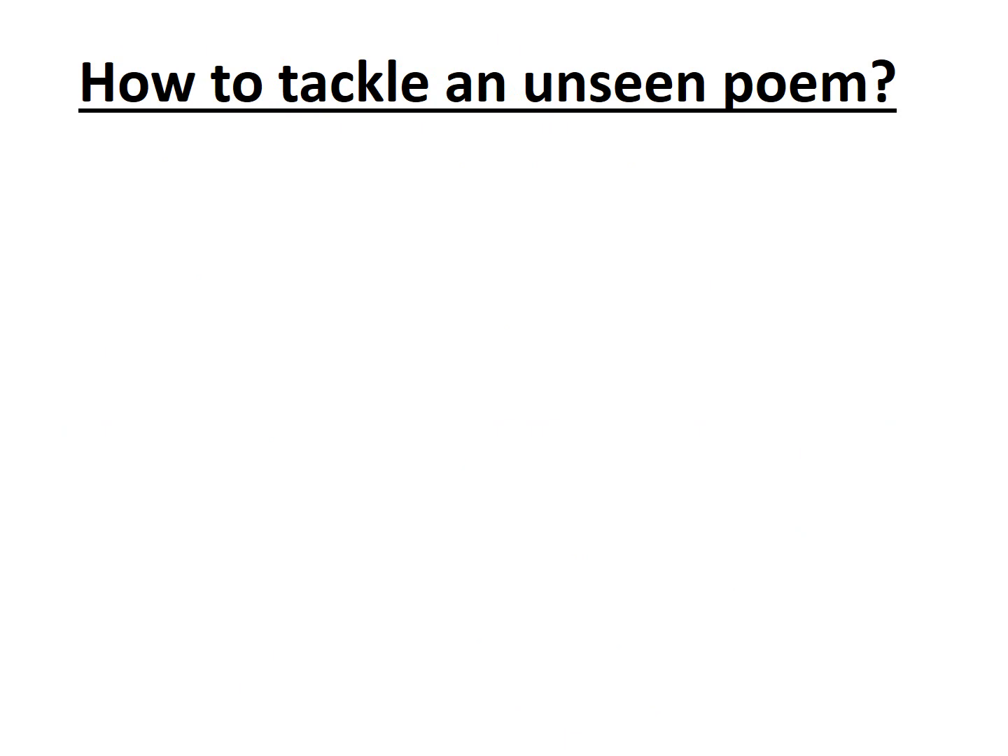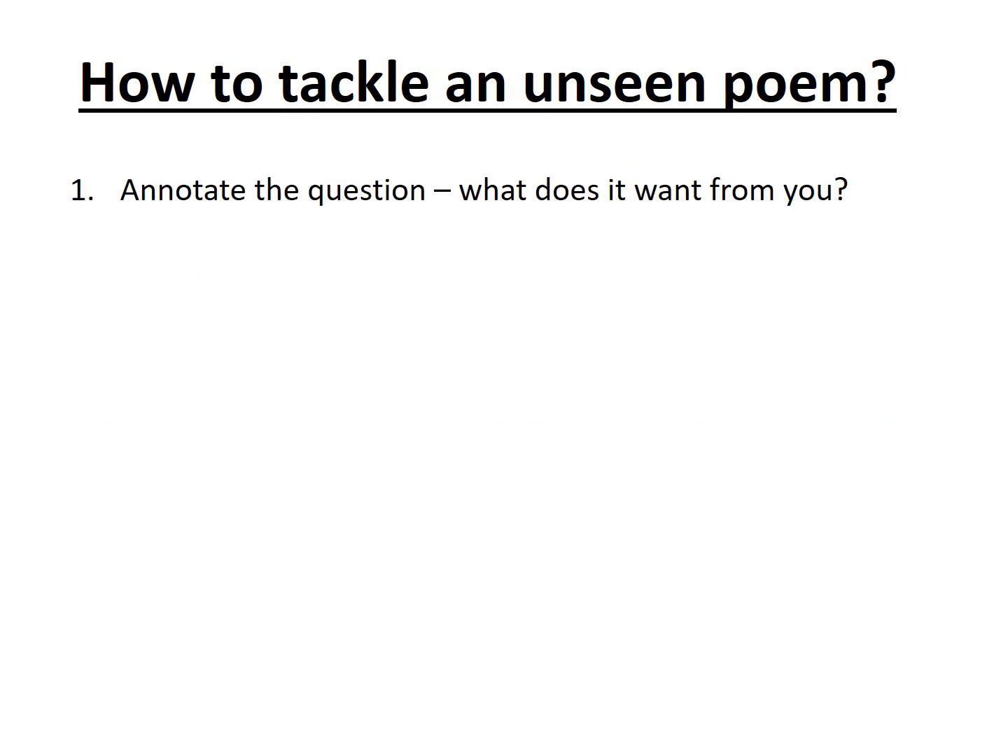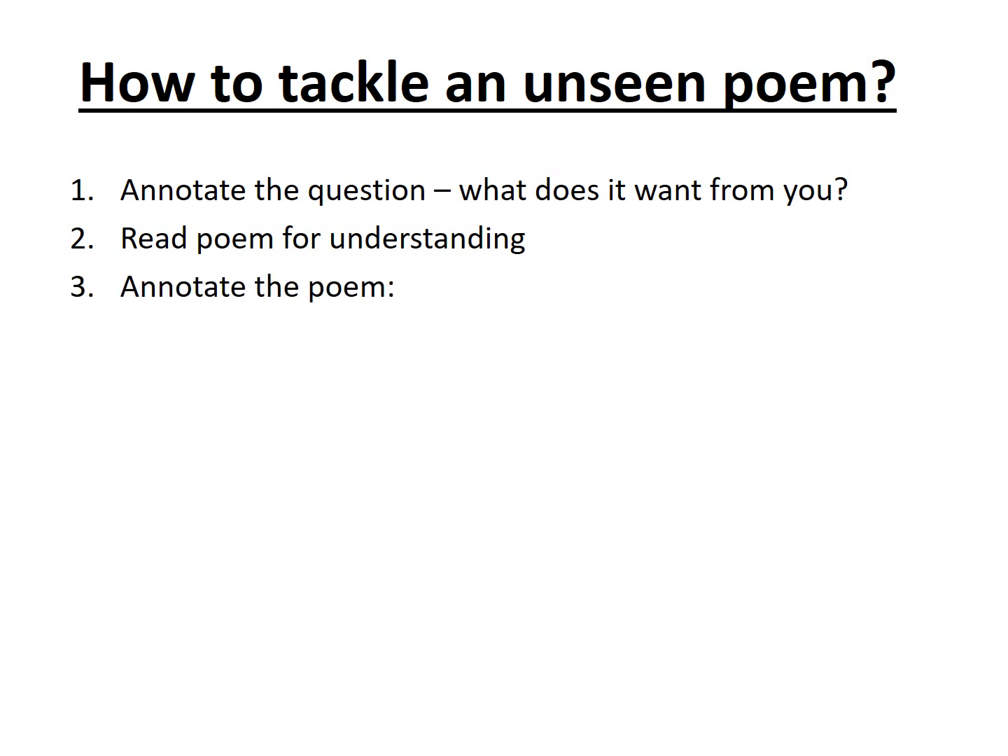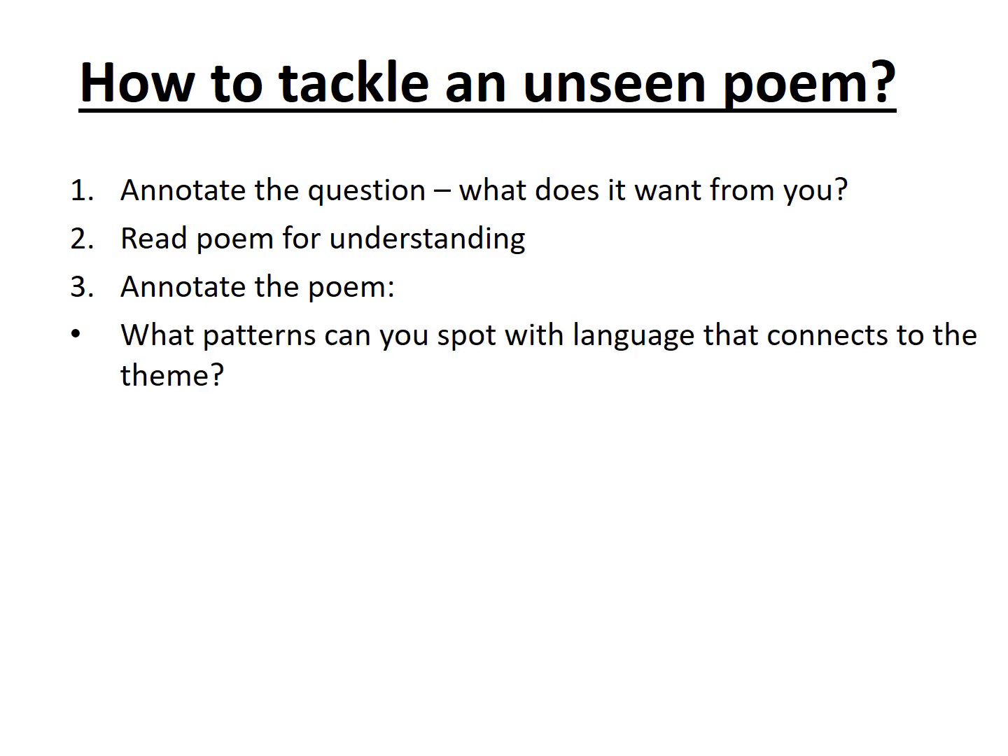Ultimately, how you need to tackle an unseen poem is by annotating that question, checking you know what it wants from you, reading it to make sure you've understood some of it, and hopefully all of it, but under pressure our minds do mad things. You're annotating the poem, checking if you can spot any language patterns. That could be within word class, it can be to do with semantic fields, that's connections of words that are linked. It could be to do with the sheer nature of the imagery you're picking up.